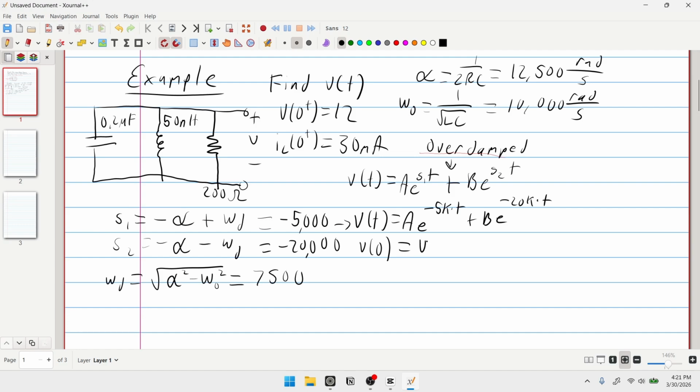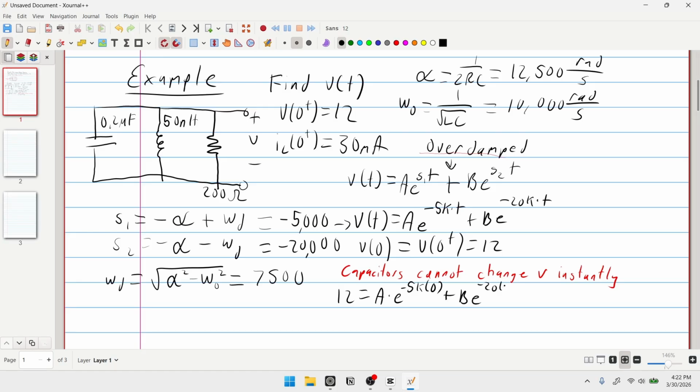We know that this is equal to v of 0 plus because a capacitor cannot change voltage instantly, right? So that means this is equal to 12. So we bring it into our form equation. We have that 12 equals a times e to the negative 5k times 0, because we're inputting 0 for t, plus b e to the negative 20k times 0. And that just simplifies to 12 equals a plus b, alright? So that's our first equation.